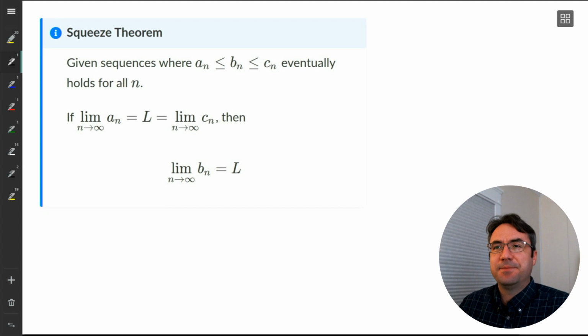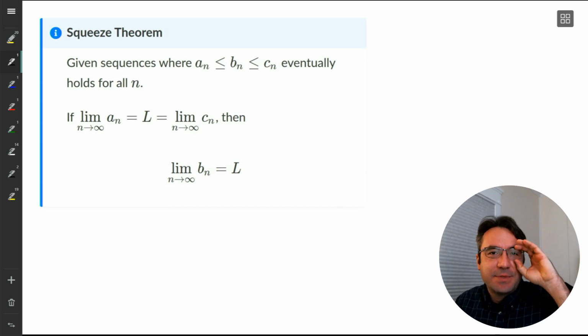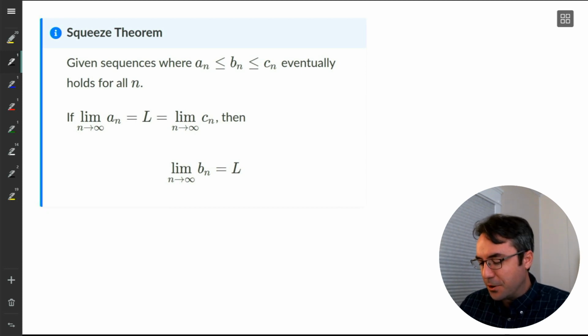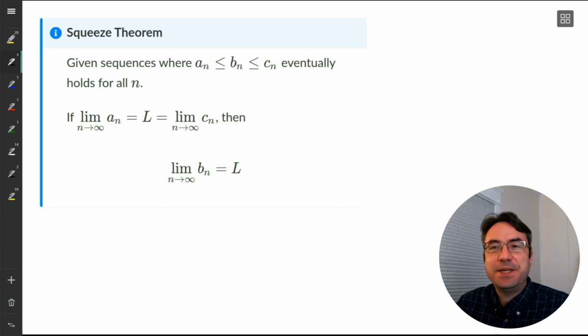Oh, this is a fun one. So this is another strategy that sometimes can be helpful. So we have this theorem. It's got its own name called the squeeze theorem. And I think this is one of the best named theorems. It's very descriptive. So when we look at a picture of what's going on, you'll kind of see why it's called the squeeze theorem. But what does it say?